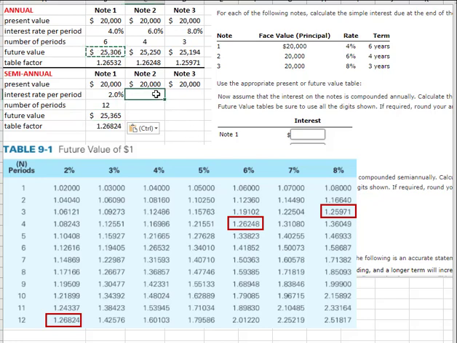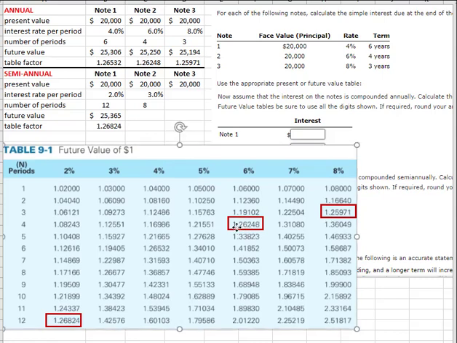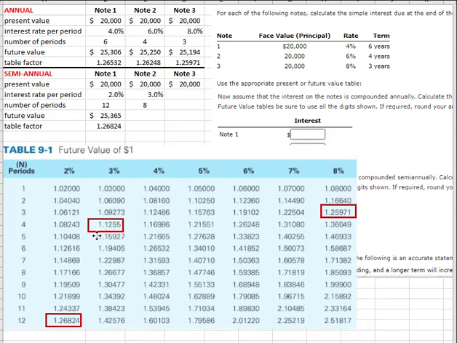All right, let's do note 2. So half the interest rate with twice as many periods. Okay, so let's go find that. Let's move this red box here. Now we want 3%, 8 periods. Okay, 3%, 8 periods. So now we need that table factor. And let's calculate the total amount due and the interest portion of that total amount. We repay the $20,000 plus $5,335 in interest.